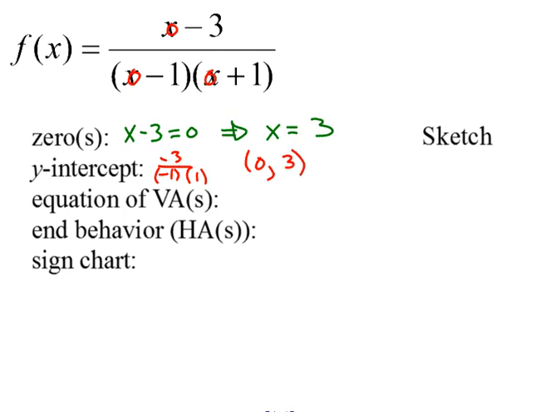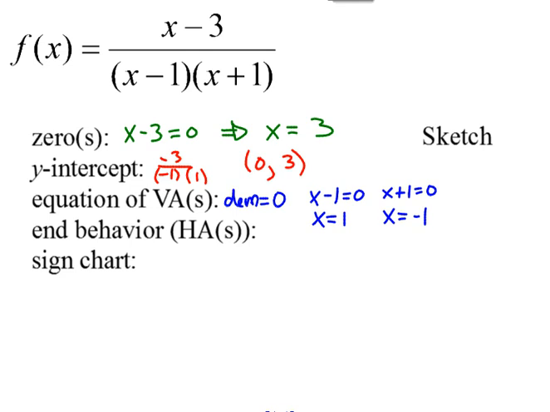Okay. Then we take the equations of our vertical asymptotes, which is where the denominator equals 0. Okay, and so that's going to be where x minus 1 equals 0 and x plus 1 equals 0. So our vertical asymptotes are going to be x equals 1 and x equals negative 1.